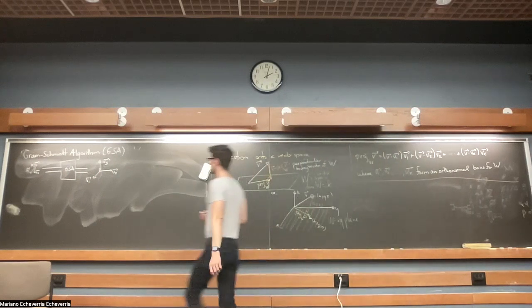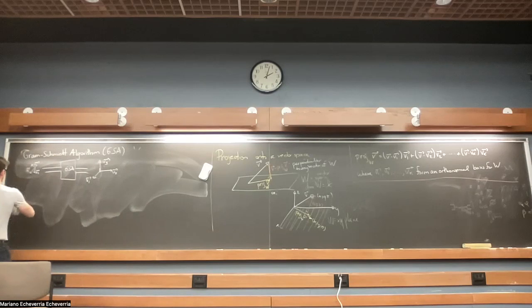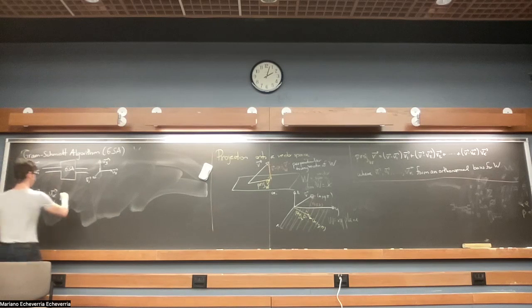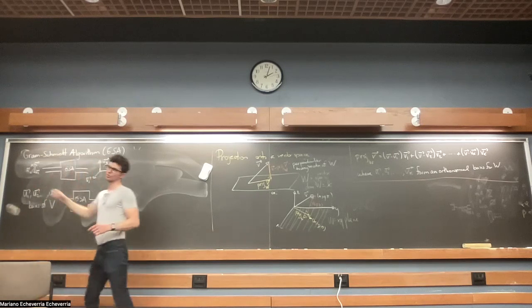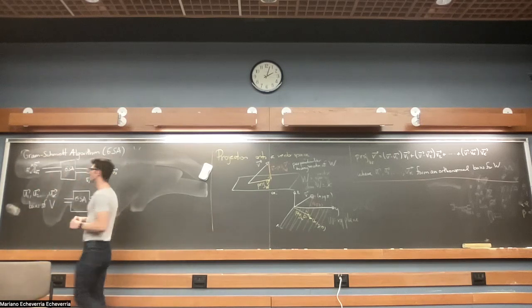So in Gram Schmidt, you start with a basis for a vector space, an arbitrary basis. And when you apply the algorithm to this basis, it will produce an orthonormal basis. That's the important part.